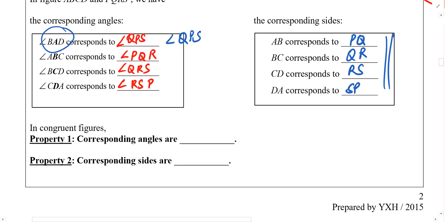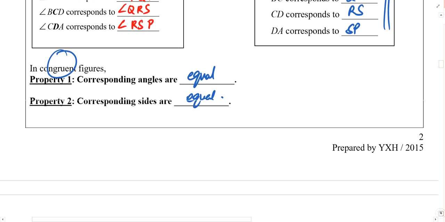Property 1: corresponding angles are equal for congruent figures. Corresponding sides are also equal. So we have dealt with the corresponding sides and the corresponding angles already. Easy. Page 3.